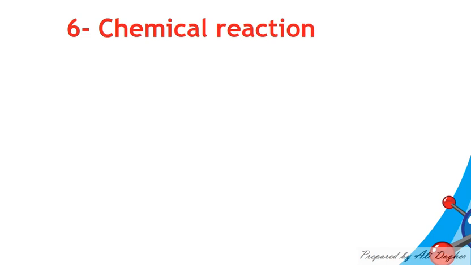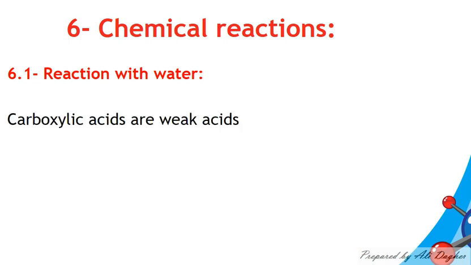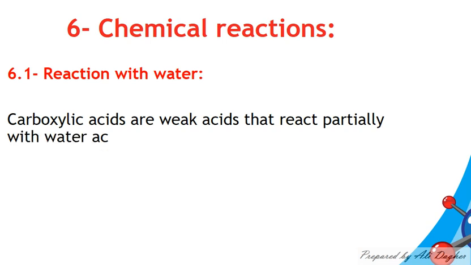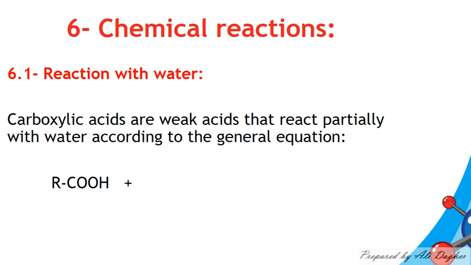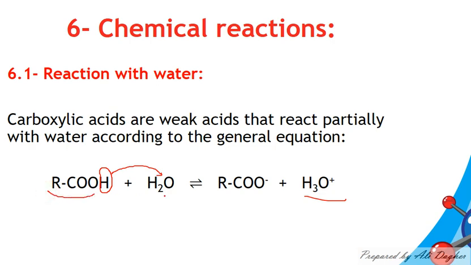Now, chemical reactions. Reaction with water. Carboxylic acids are weak acids that react partially with water according to the general equation: RCOOH plus H2O gives RCOO minus plus H3O plus. Weak acids, acids in general, are donors of H plus. Donating H plus to H2O, we obtain H3O plus, and the acid is transformed into its conjugate base RCOO minus, which is the carboxylate ion.